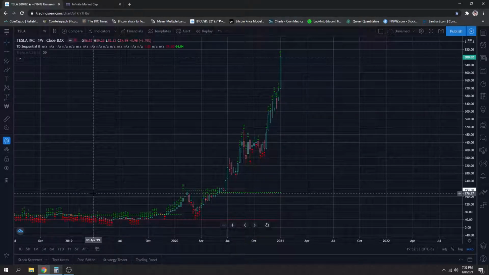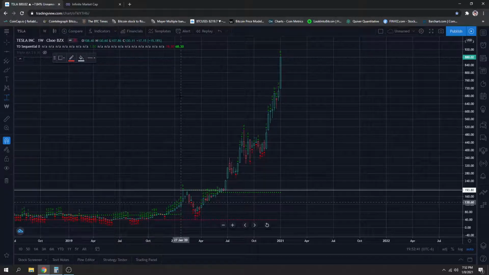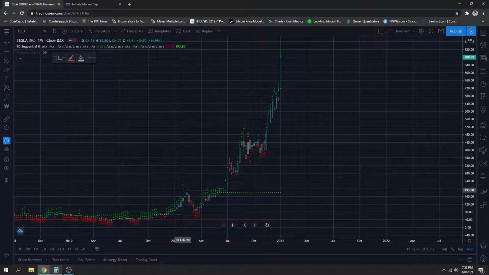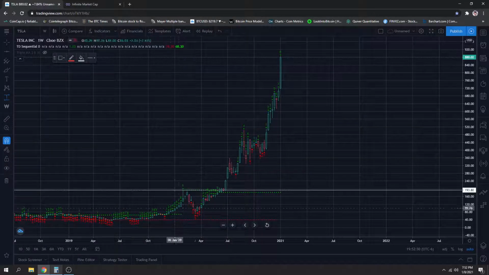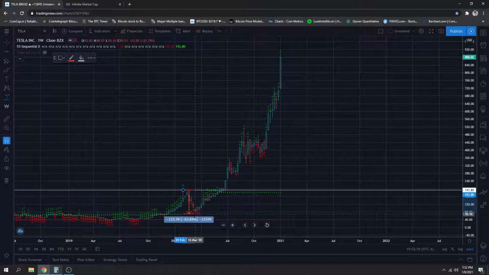Parabolic runs have a high probability of retracing, 80%. It's like 60 to 80%. So if we want to see how that works, it's just from the high to the low. So in February we had a run, new high, kind of a parabolic run. What was this drop? 63%, say almost 64%.